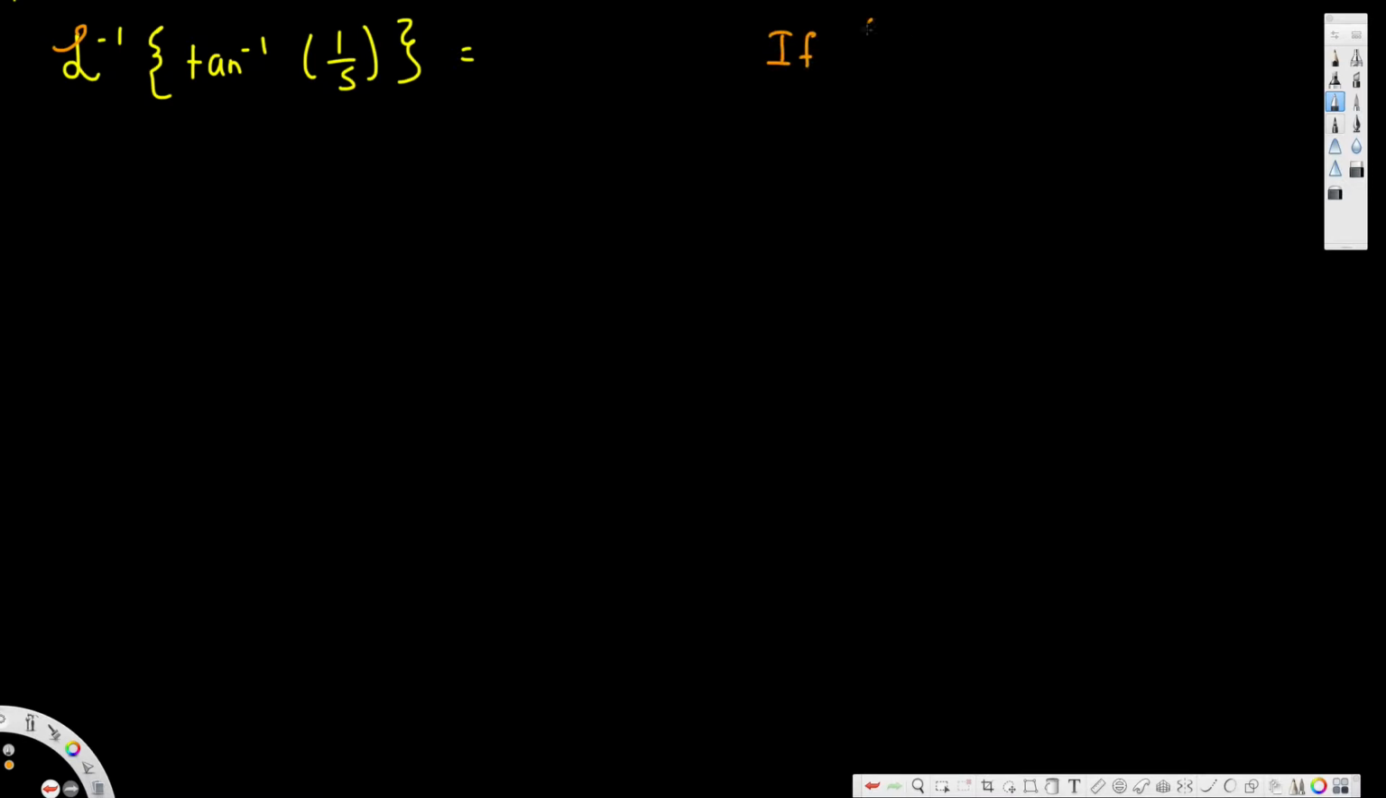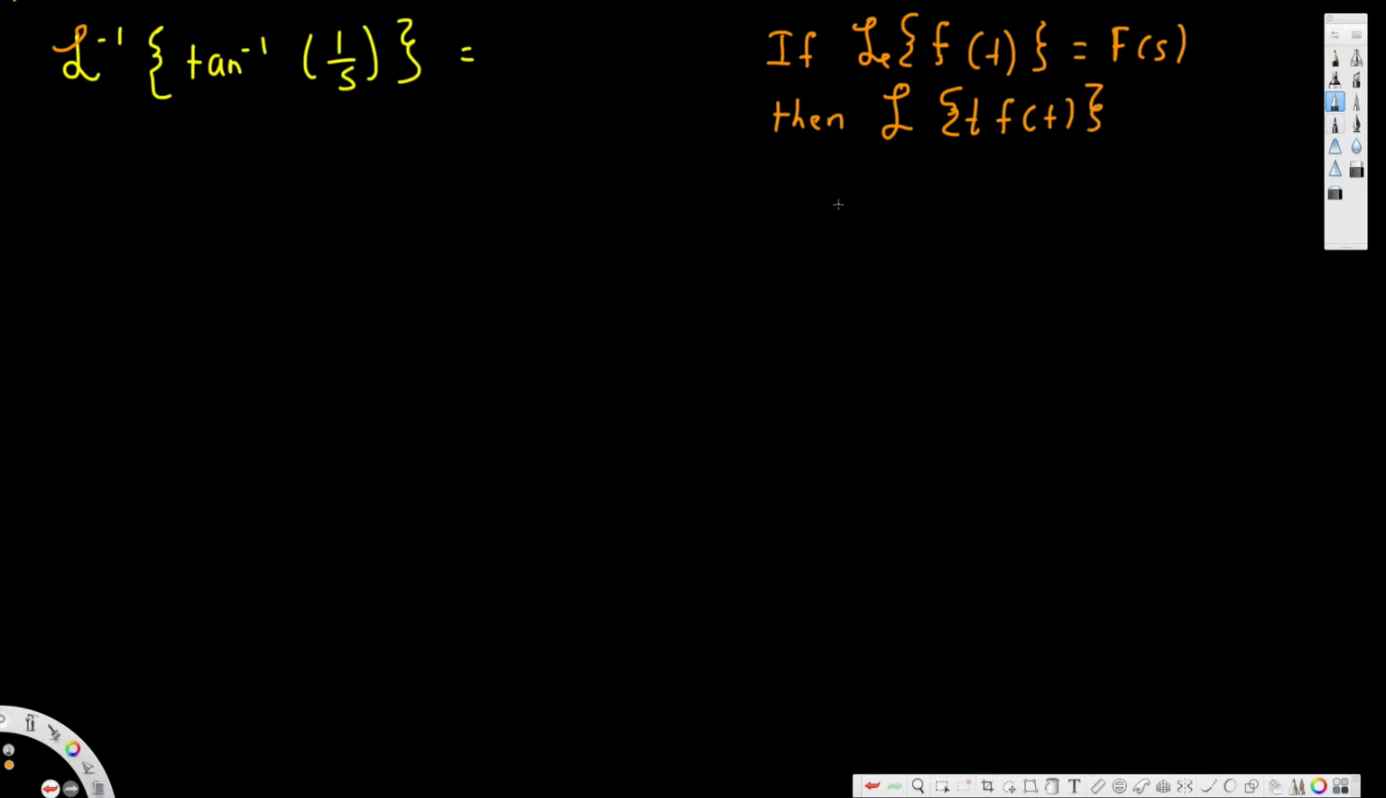Now in order to do this problem we have to know a property. If the Laplace transform of f of t, these are generic things we have to know in order to do Laplace transform problems, can be written as capital F of s, then we can say the Laplace transform of t f of t. Whenever we have a function that is multiplied by t, we can always replace that with negative d by ds of F of s.